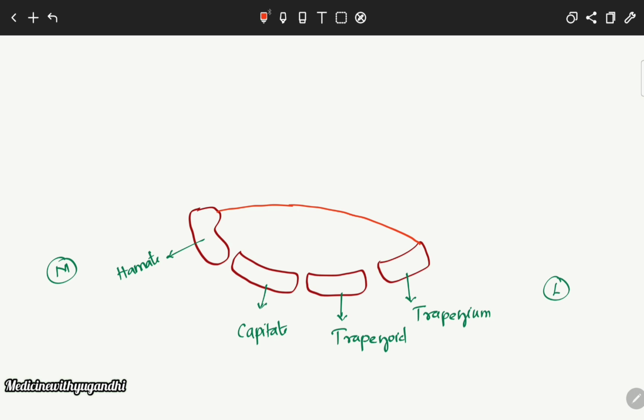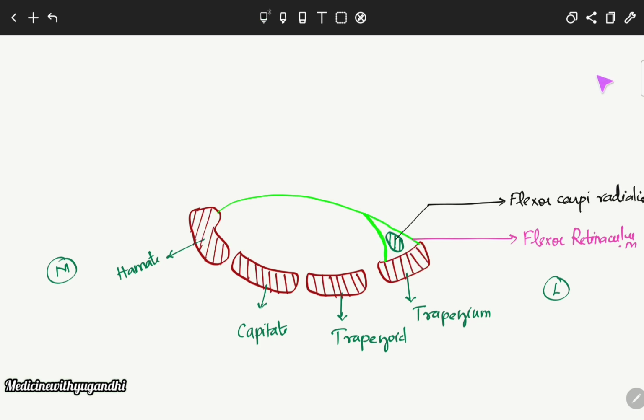And that band is called the flexor retinaculum. As we already saw, a deep slit gets attached to the groove on the trapezium, which makes a tunnel for the tendon of the flexor carpi radialis to pass through, right? So this is the tendon of flexor carpi radialis.